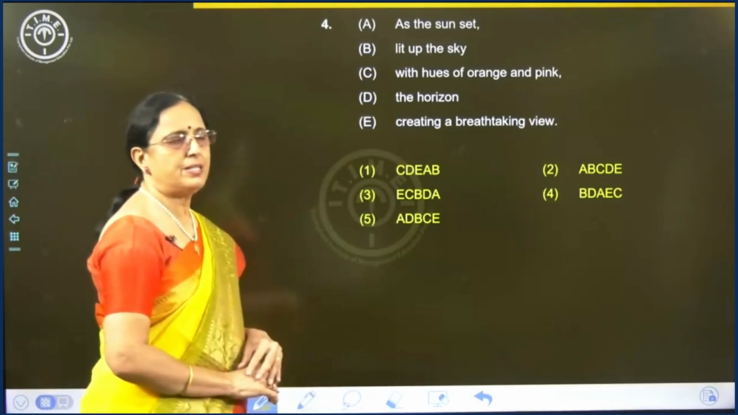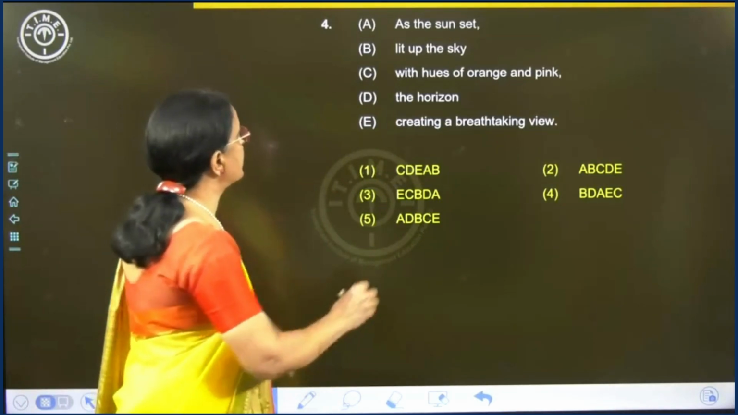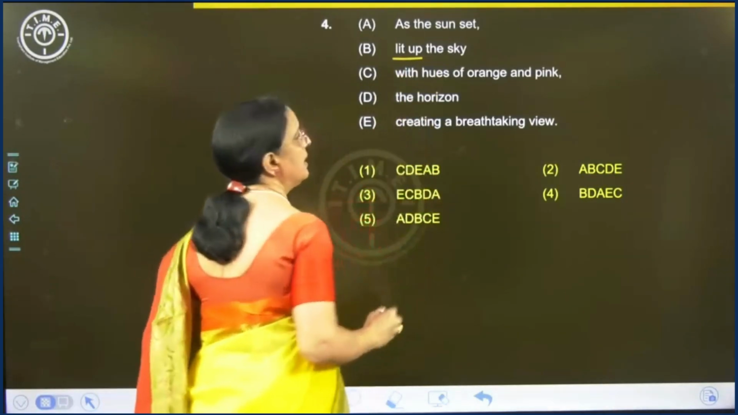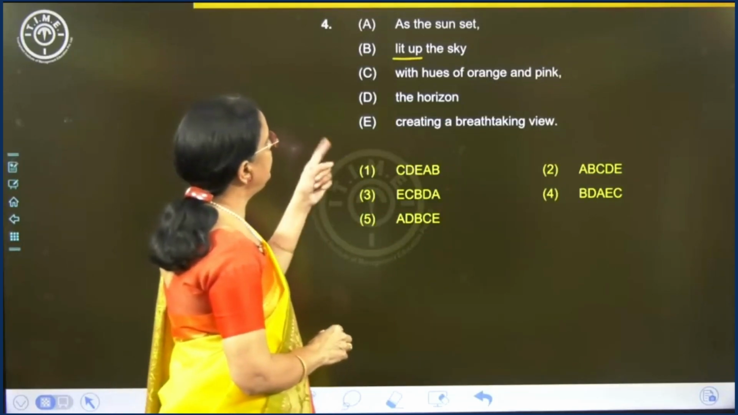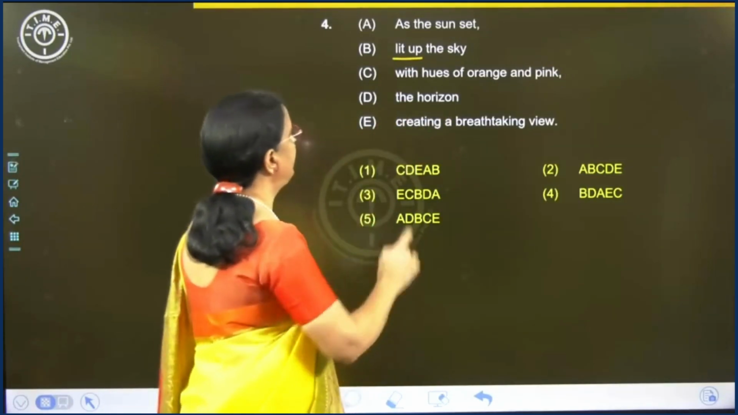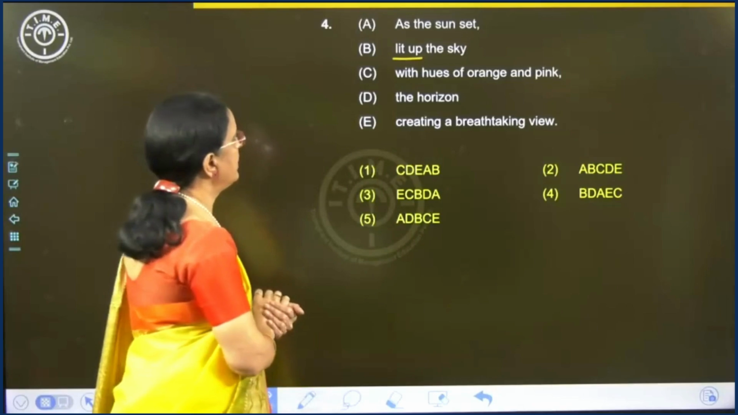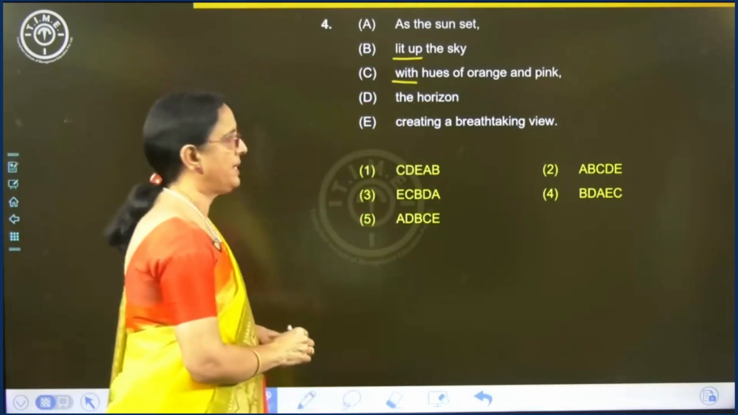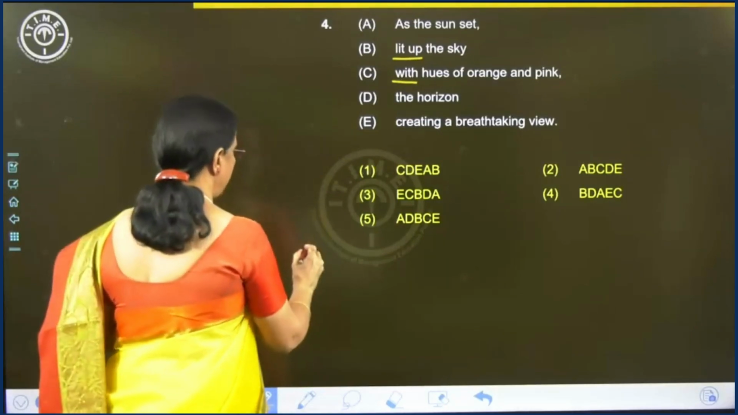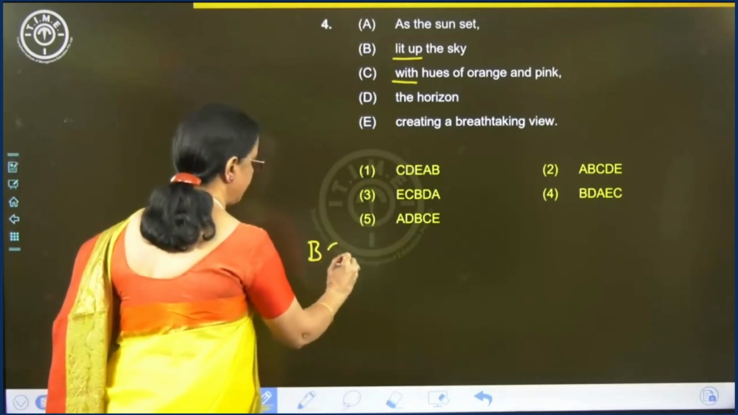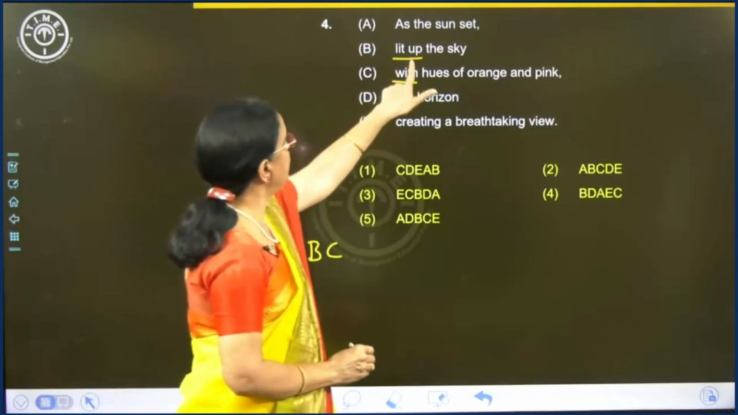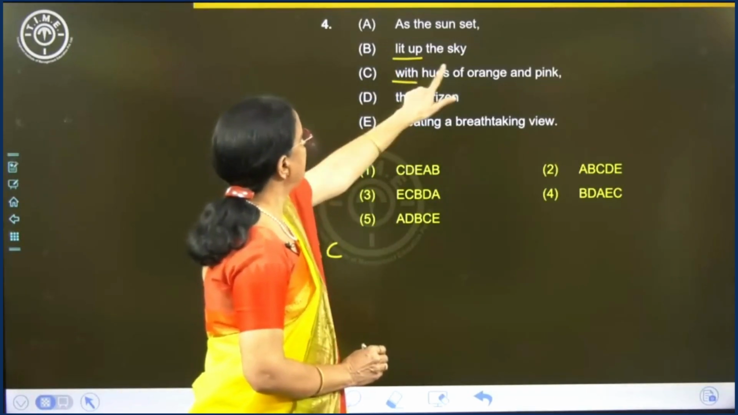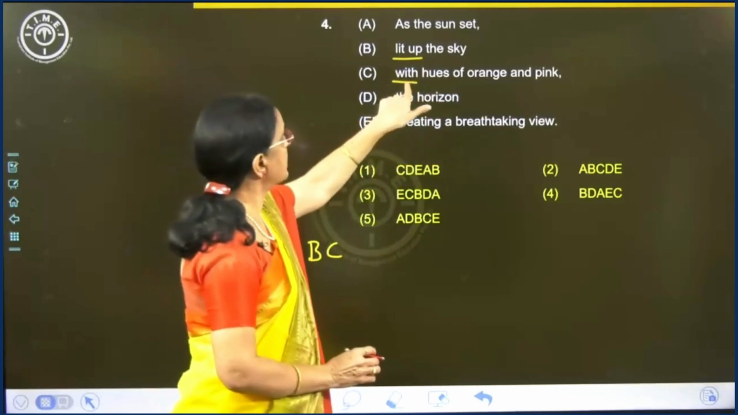As the sun set, okay, lit up the sky. What lit up the sky? Lit up the sky with hues of orange and pink. Hues, colors. All right. Lit up the sky with hues of orange and pink. That makes sense. All right. So, we can write BC combination. Again, connection. Lit up with is the connection. Right. Not last word and first word here. Lit up the sky with.